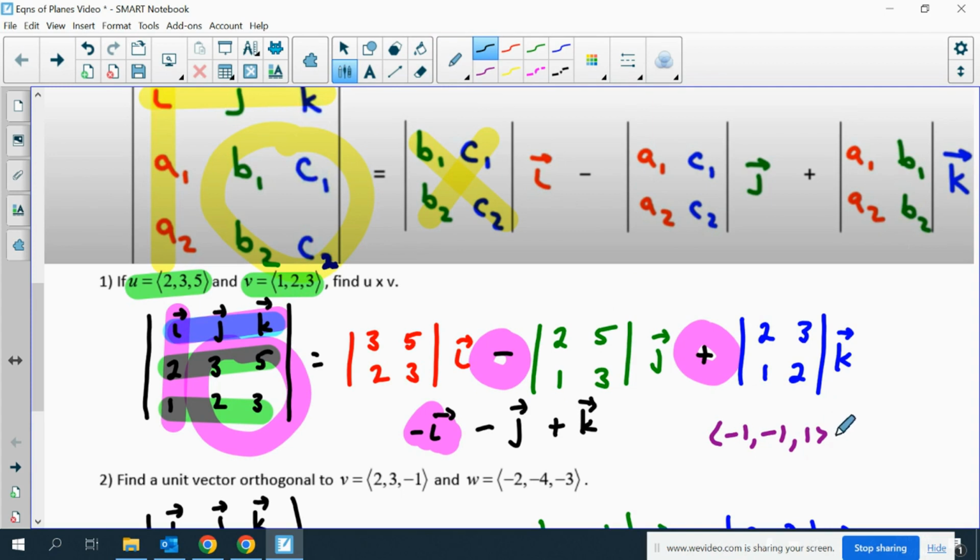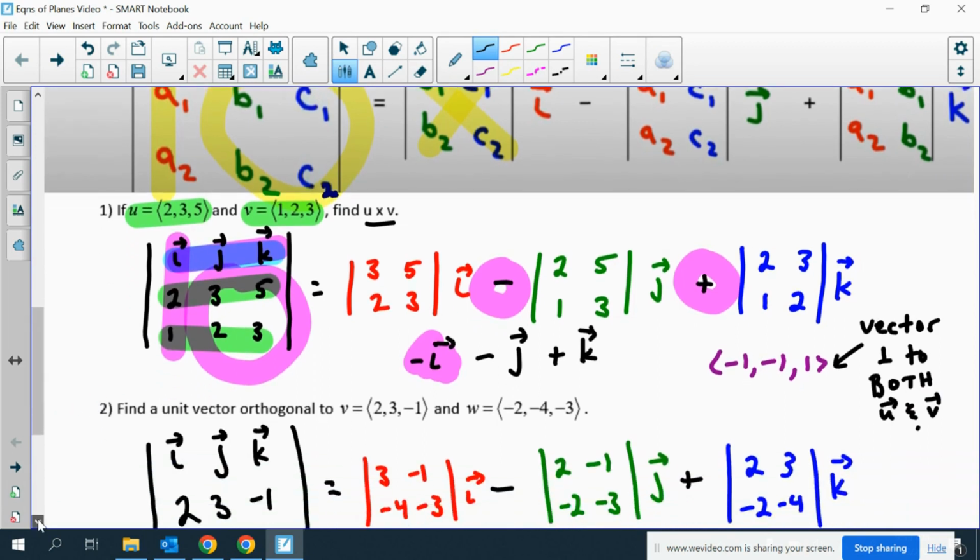Now, this cross product is a vector. So the dot product gives you a scalar, the cross product gives you a vector, and this vector is perpendicular or orthogonal to both u and v. So it's orthogonal to both of the vectors that you used in order to find the cross product. So it ends up being perpendicular to both of those vectors.